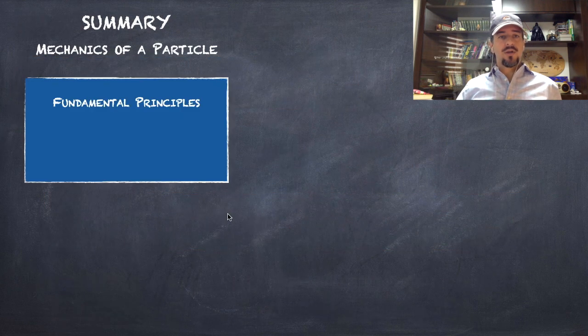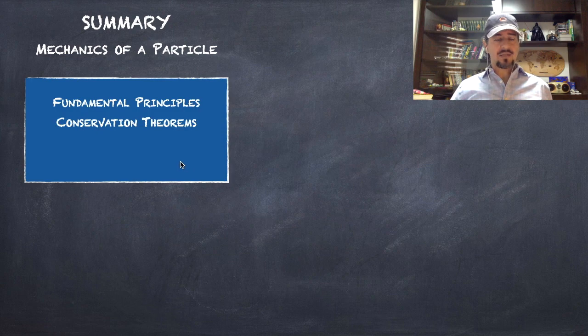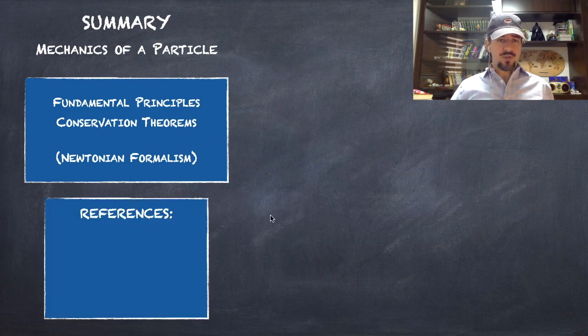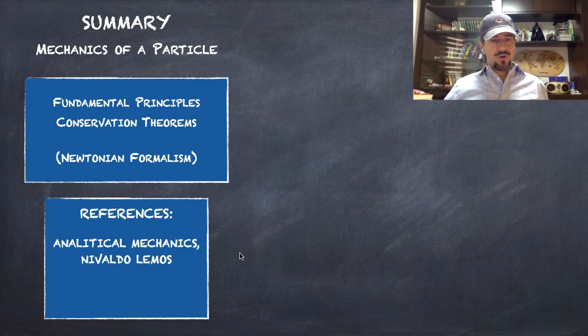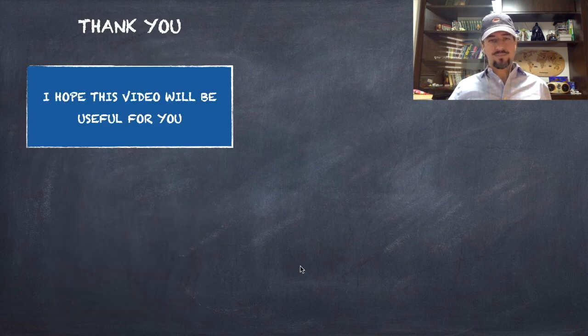So, a summary of this video: we discussed the fundamental principles of classical mechanics. We got 3 conservation theorems, for the linear momentum, for angular momentum, and for the energy. We did all these in the Newtonian formalism. As reference, we are using Analytical Mechanics from Nivaldo Lemos and Classical Mechanics from Goldstein et al.